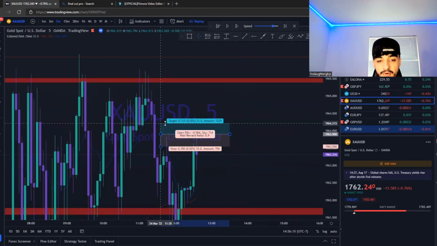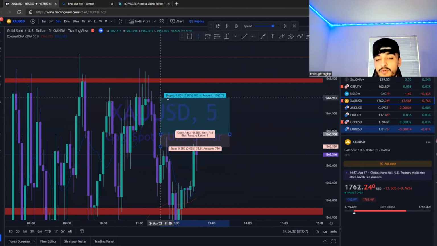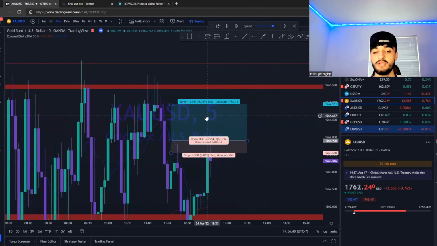So our first take profit will be 35 pips. And then second will be 70 pips. And then third will be 105 pips. So we're gonna shoot for 1-to-3 risk to reward ratio.